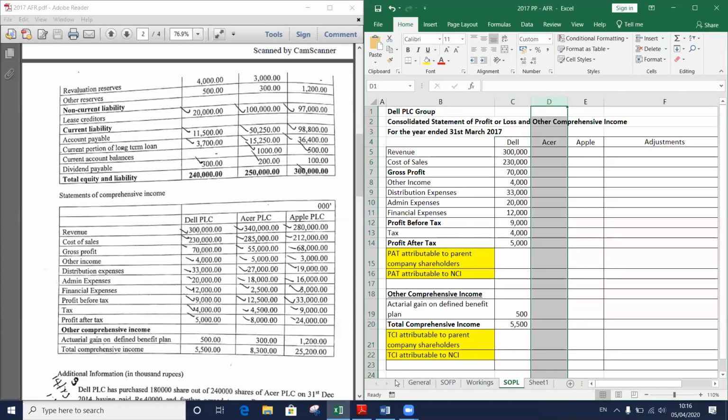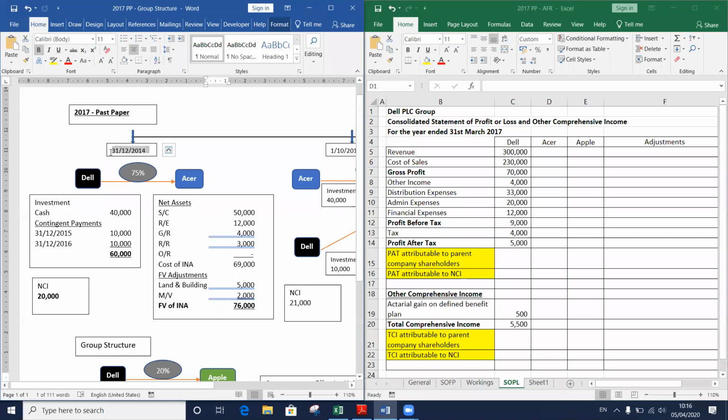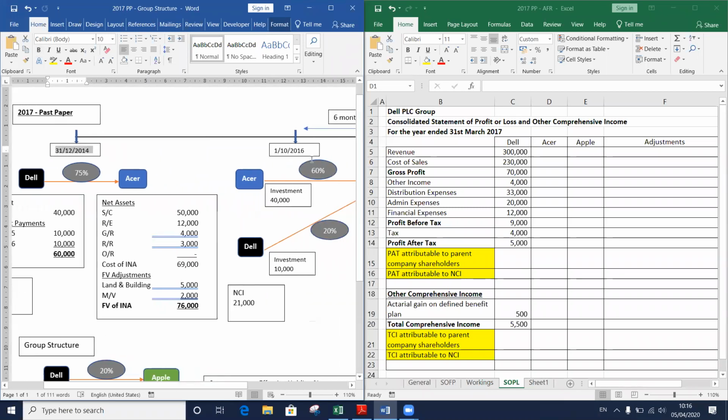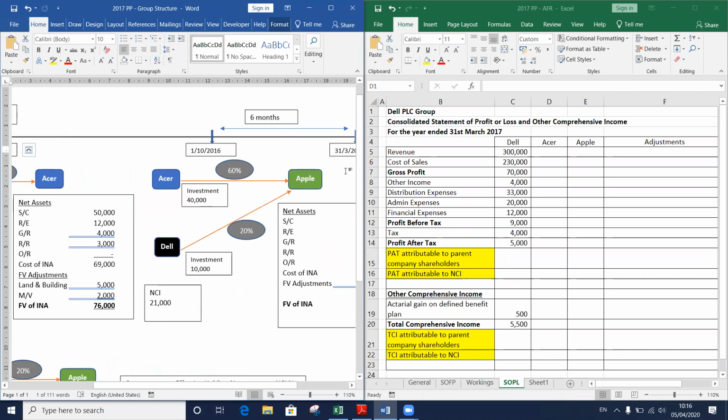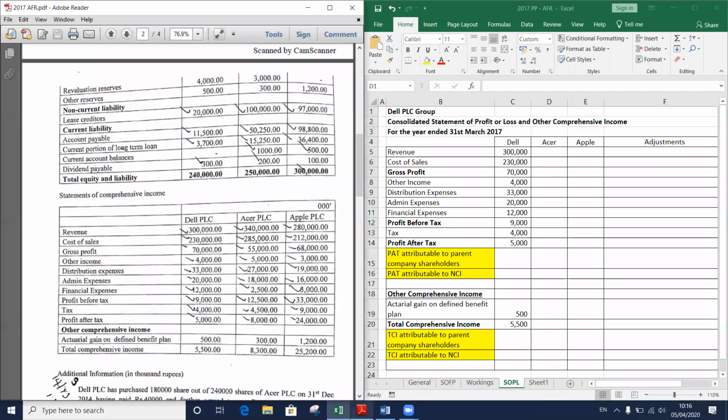What about Acer PLC? When did we acquire Acer PLC? On 31st December 2014. For which year are we preparing this? For the financial year ended 31st March 2017. Did we acquire Acer PLC within the 2017 financial year, or before that? Before that. So for these Acer PLC figures also we can extract as it is. We can consider those figures here as they are. Right?